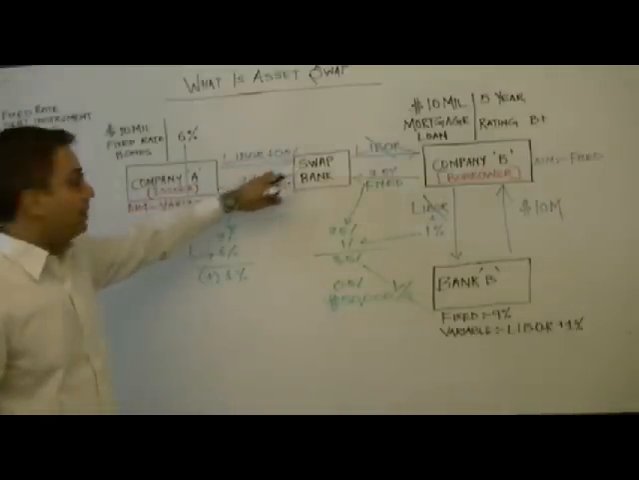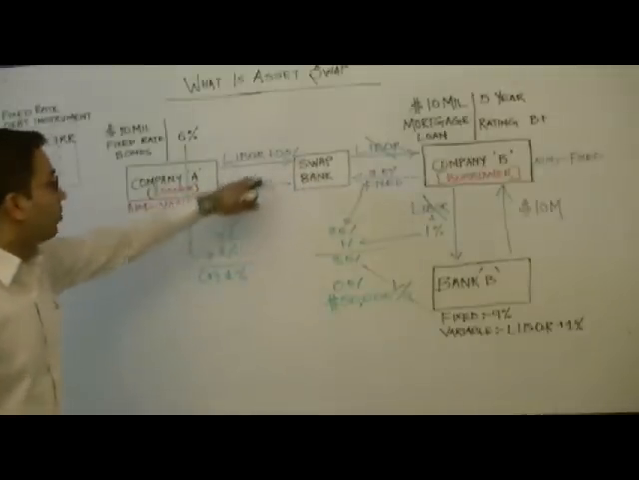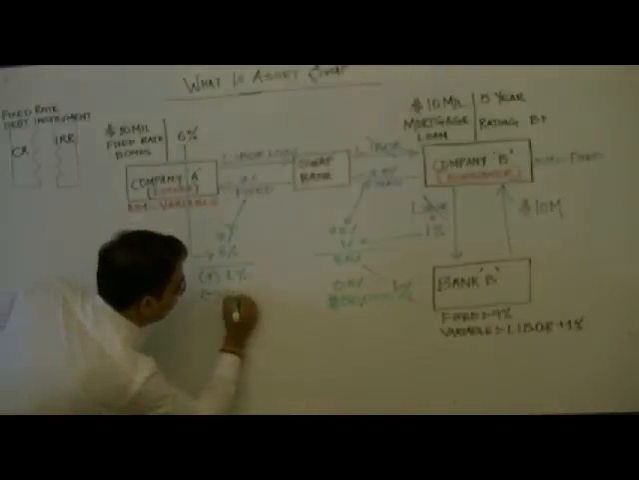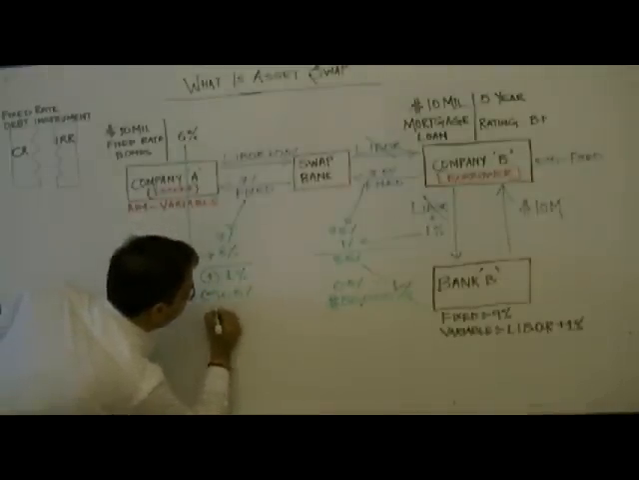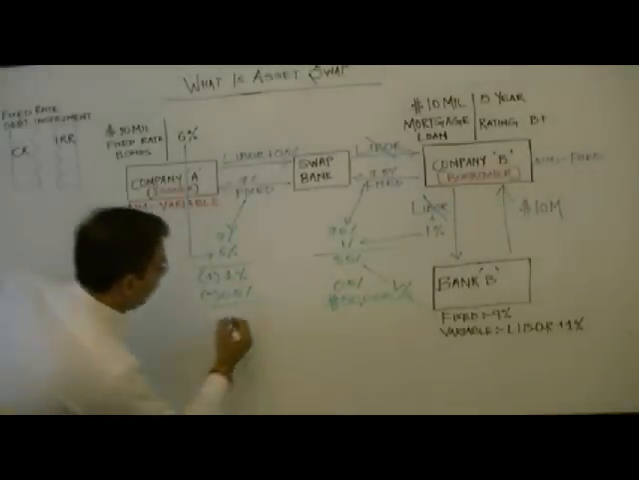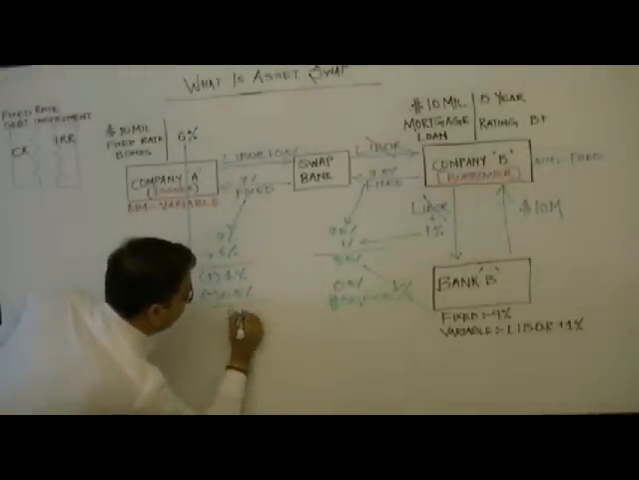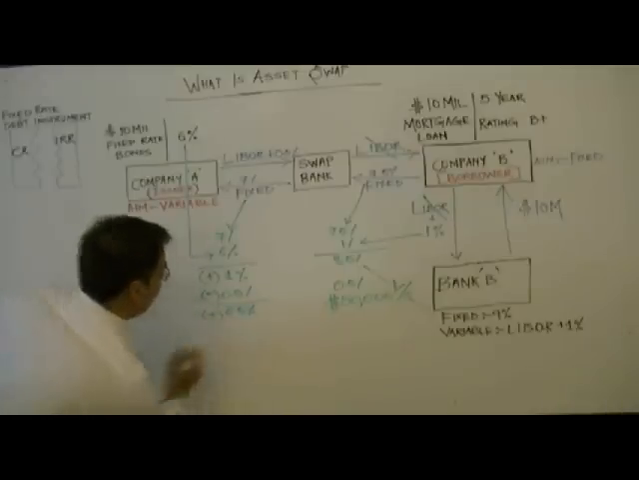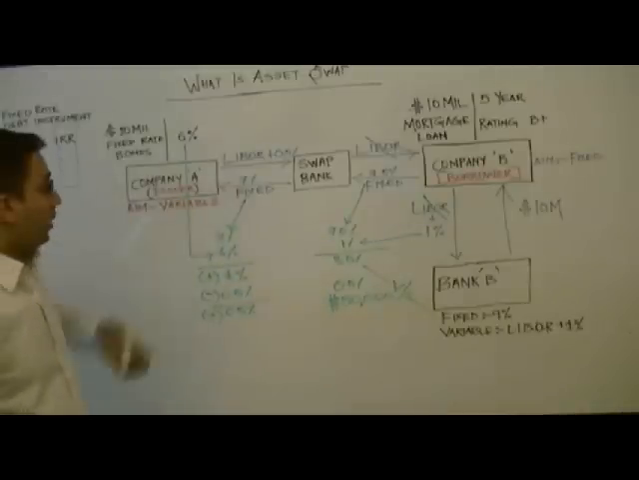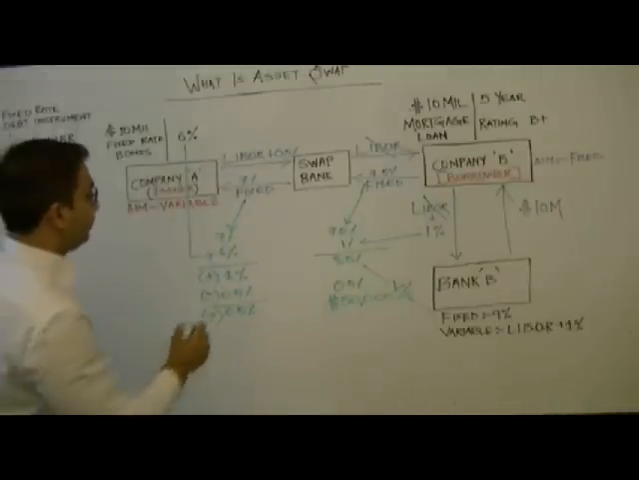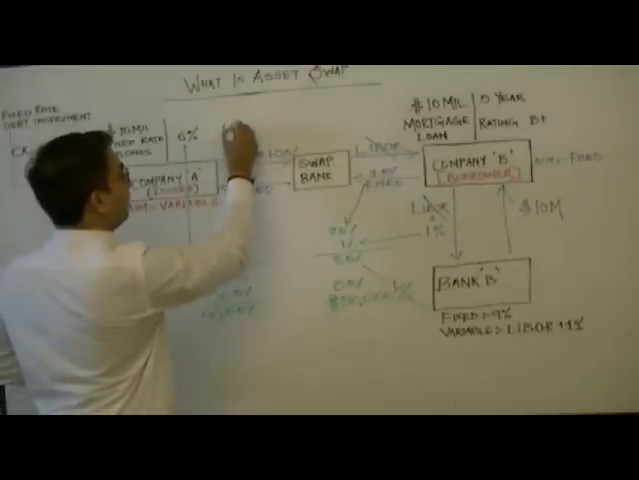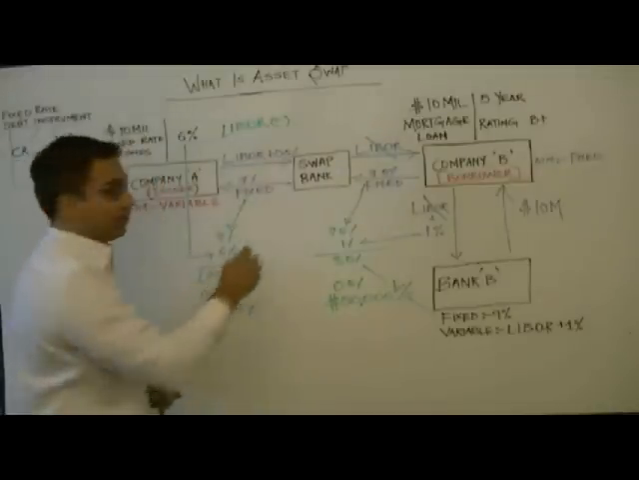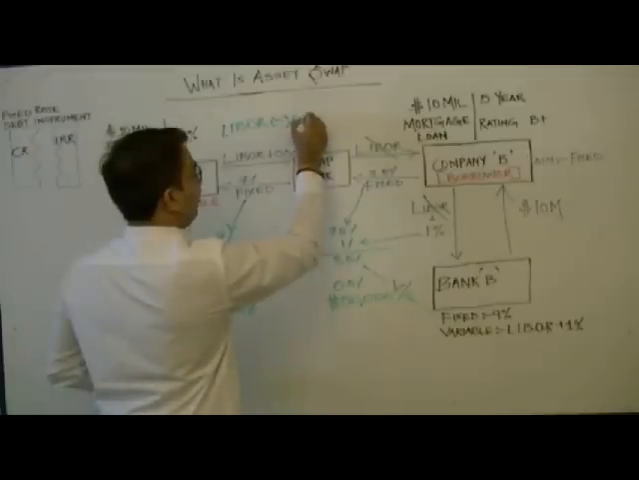LIBOR plus 0.5% is paid back to the Swap Bank. So we will reduce this 0.5%. We will reduce this 0.5% from here. So what remains is 0.5%, which is plus. So in other words, company A is paying LIBOR minus 0.5%.